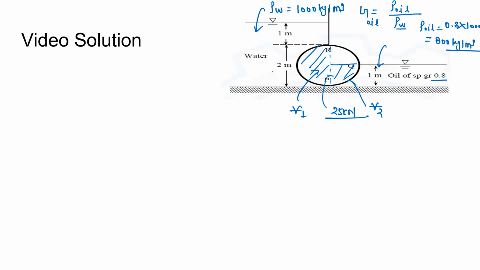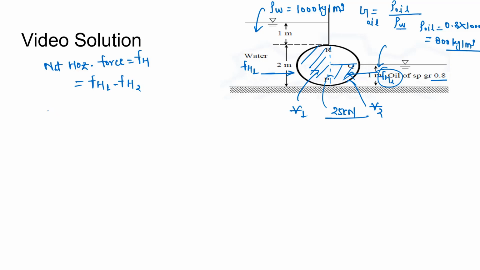Now due to the water, the horizontal force will be acting in this direction, so this will be our Fh1, and due to the oil, the horizontal force will be acting in this direction, so this will be Fh2, and this will be our total volume. So now if you calculate net horizontal force, let's say Fh, that will be Fh1 minus Fh2.